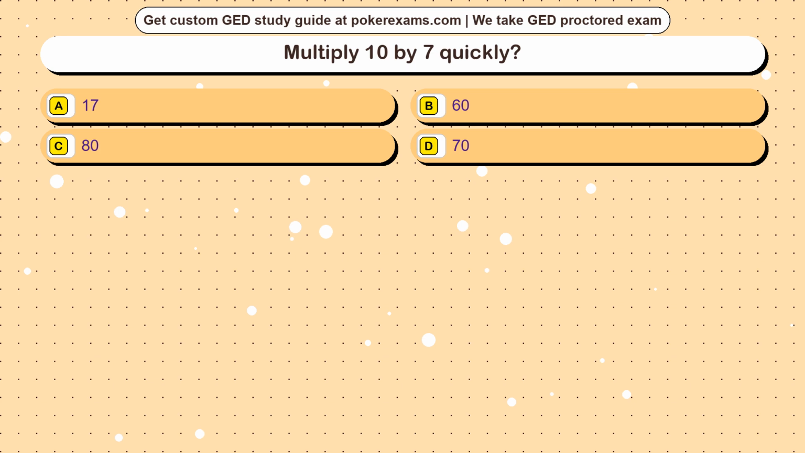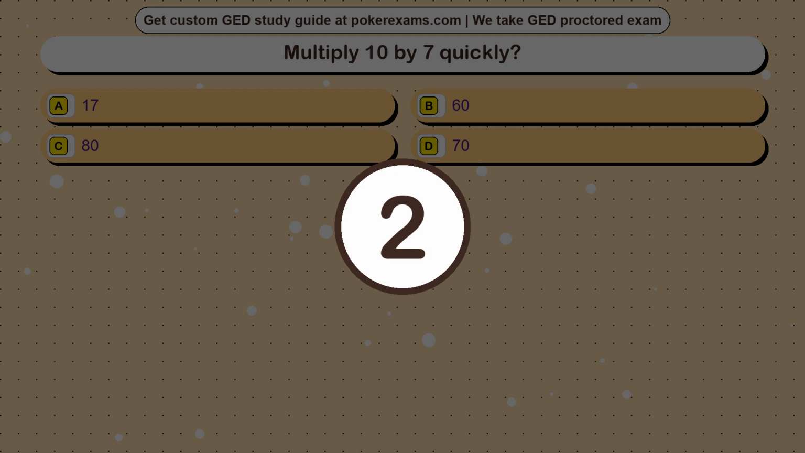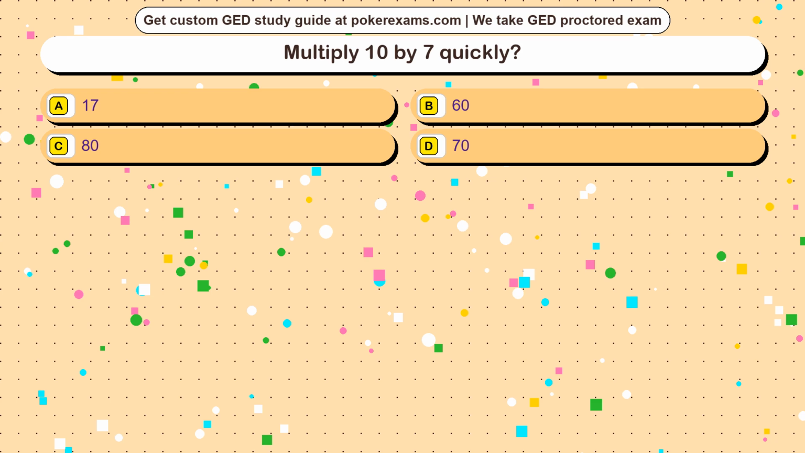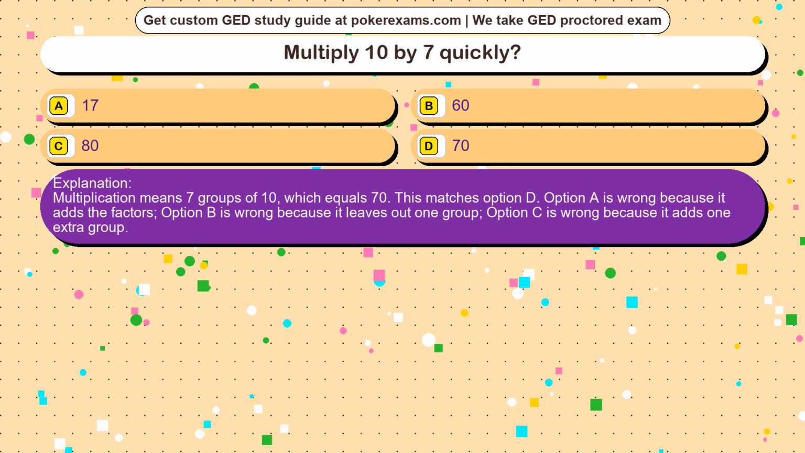Question 5. Multiply 10 by 7 quickly. Option A, 17. Option B, 60. Option C, 80. Option D, 70. The correct answer is option D. Multiplication means 7 groups of 10, which equals 70.